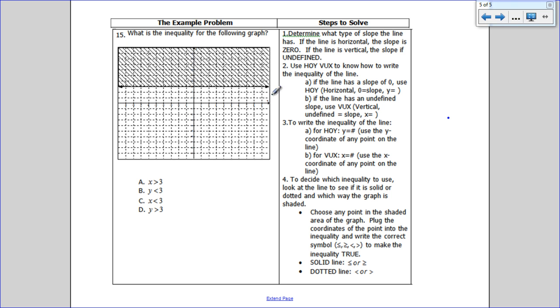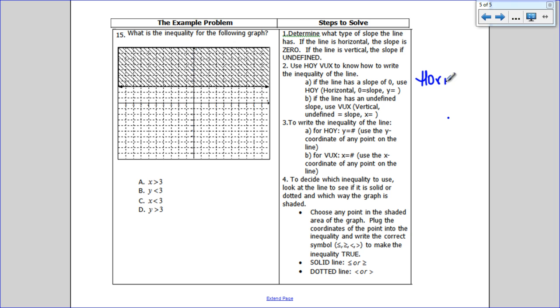And so number 1 says to determine what type of slope the line has. If the line is horizontal, then the slope is 0. If the line is vertical, the slope is undefined. Well, it looks to me like this is a horizontal line that goes side to side. It doesn't ever go up or down. It's just side to side. So it's a horizontal line, which means that I'm going to have a 0 slope.